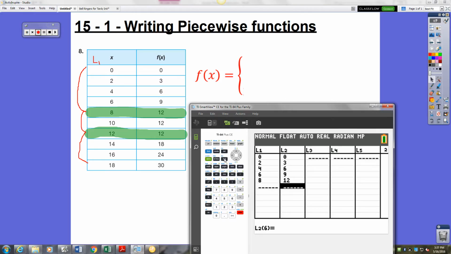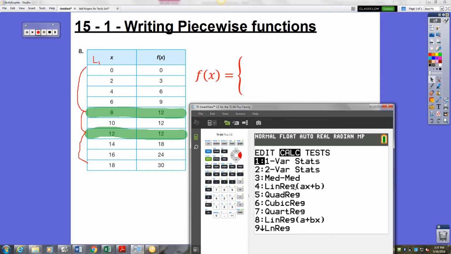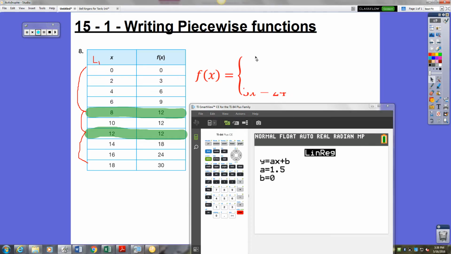So then we're going to go to stat again, and we want it to calculate for us. So we're going to calculate the linear regression, choice 4. You can just hit the 4. Sometimes the calculator has to go through this screen where we arrow down to the word calculate and hit enter, and sometimes it skips it. It just depends on the calculator. So this gives me the format of y equals mx plus b. They use a instead of m, but it means the same thing. 1.5 is what we're subbing in for a, and 0 is what we're subbing in for b. And that's our first equation.